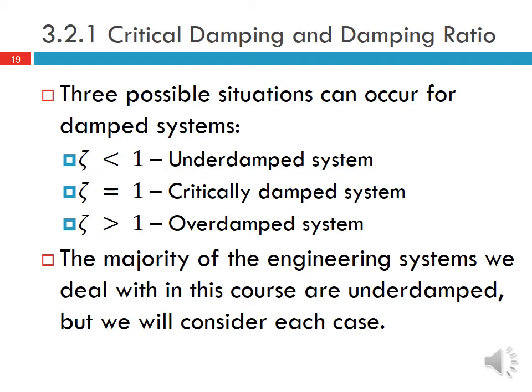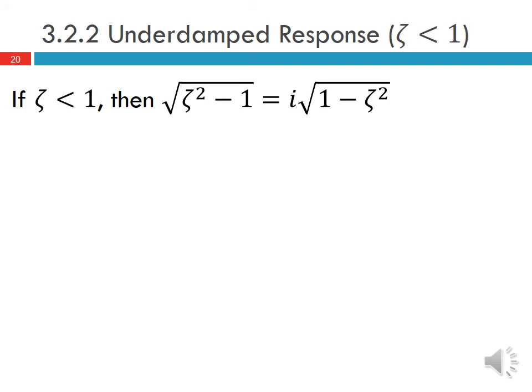that we typically see in these vibrating systems. But we will right now consider each case. So first, let's look at the underdamped response. So zeta is less than 1.